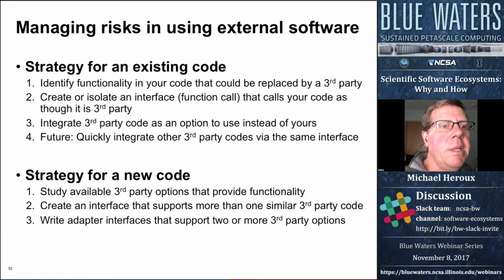And so if you have a piece of functionality, let's say you have an existing code that could potentially be replaced by a third-party capability, our advice is to create an interface, even in your own code. So you have this native code, it's baked into your software stack. Can you identify and isolate an interface, a function call that calls your code as though it is a third party? That may seem trivial, but it's actually, in my experience, not. Many times software that you're using from within your own application, the functions that you're calling are not necessarily well designed or thought of as being potentially replaceable.